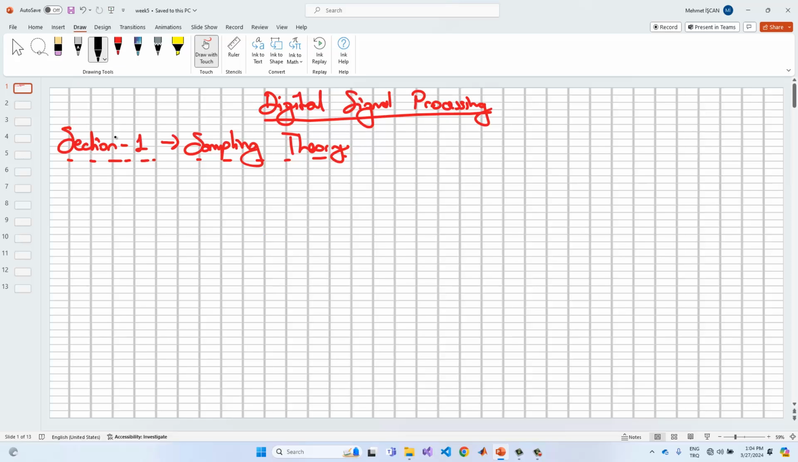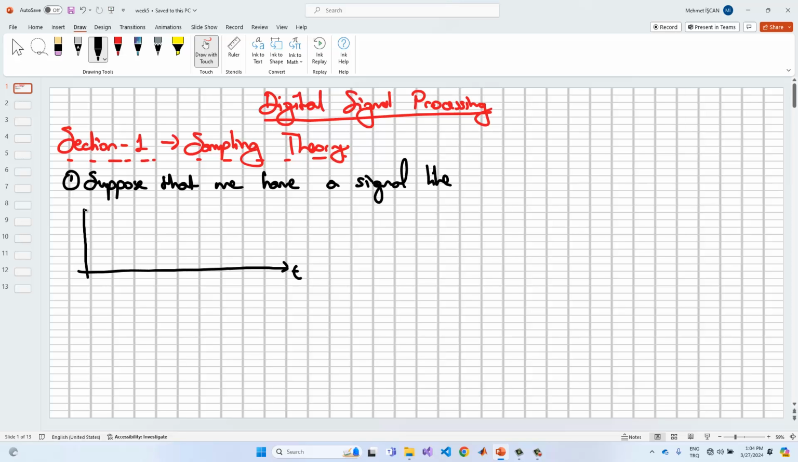And so, firstly, suppose that we have a signal like this one, t and x(t), and also we can draw any arbitrary signal, okay? And then in order to sample this signal, we need to take a sample at each time, just like this one.